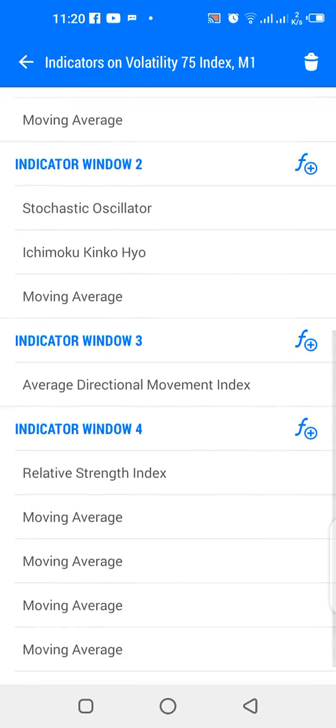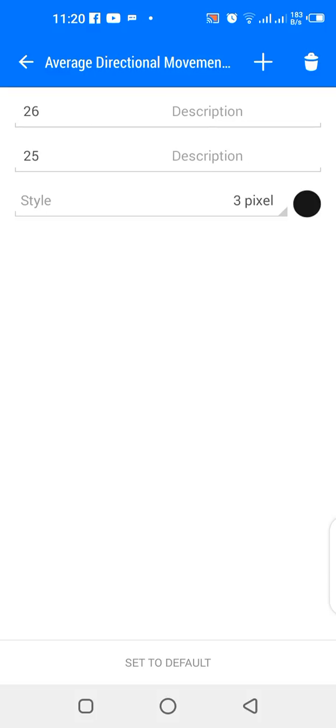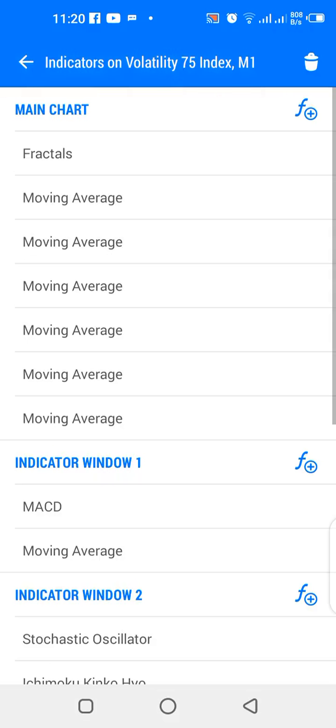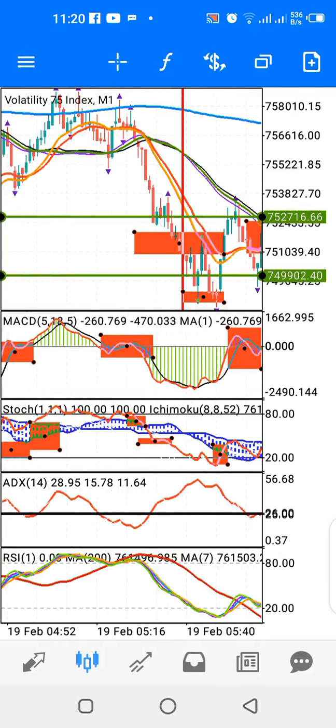For indicator window 3, we have just average directional movement index, ADX. Now the parameters, we have the period is 14. Now the color of the style is red, while the color of the plus DI and minus DI style will match the background color of the chart. Now for the levels, we have 26 and 25, and the color is black. Now let's look at the way the signal is generated for this particular indicator window.